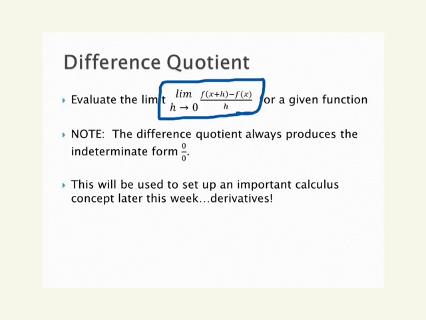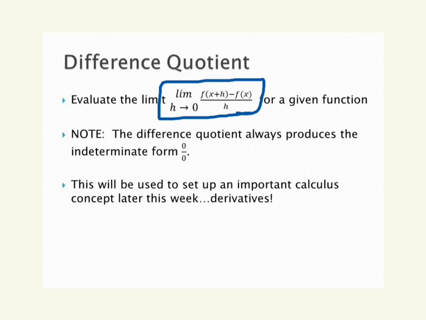So today we just really want to focus on the algebra mechanics of how we use this function. And later on, we'll talk about what it means and what we use it for. But the thing that I want you to make note of here is that in its beginning form, as we see it written right here, the difference quotient is always going to produce the indeterminate form of 0 over 0.